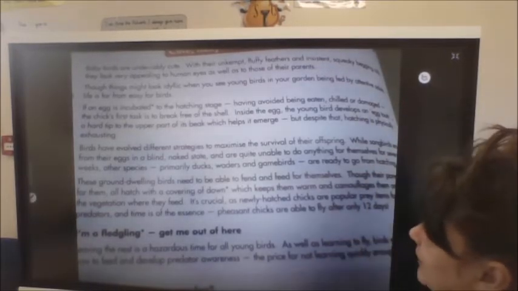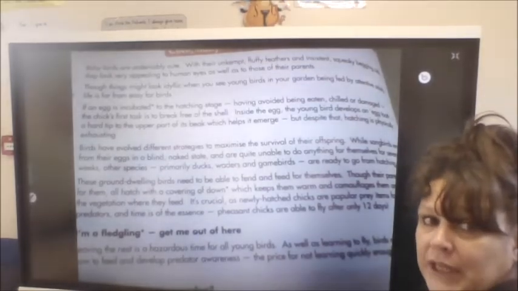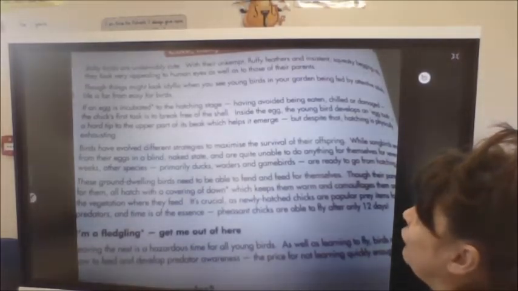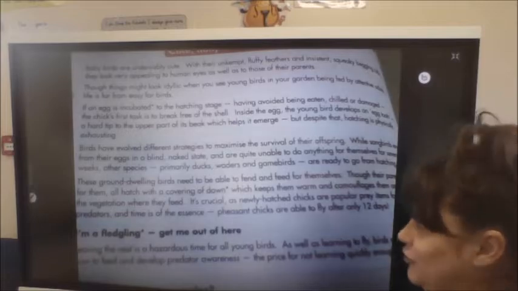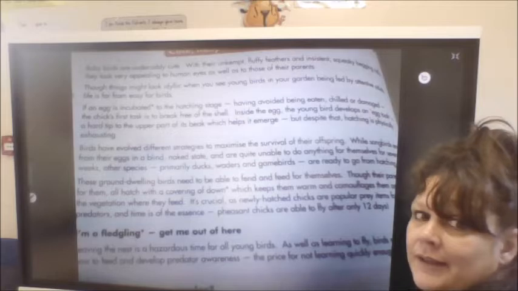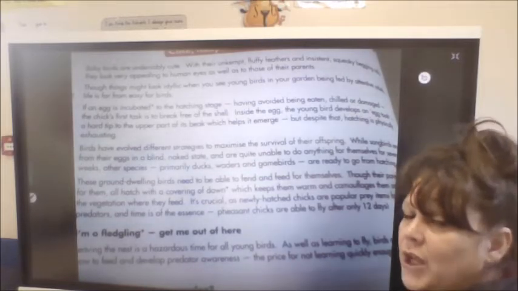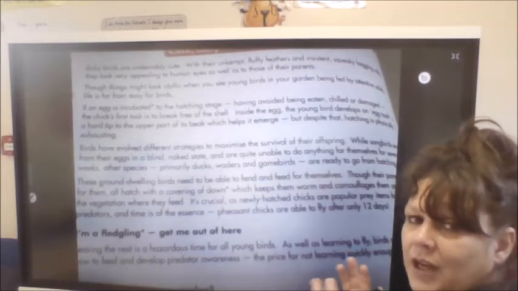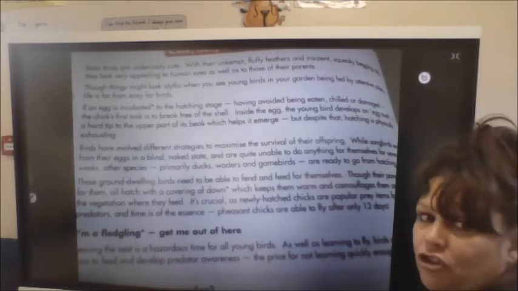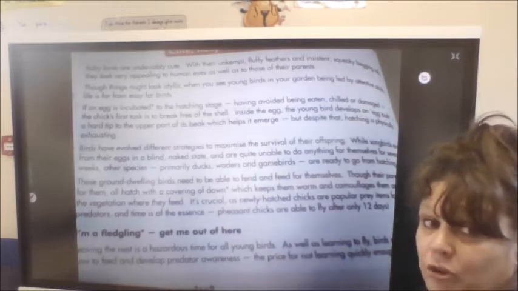So if an egg is incubated to the hatching stage, so if the parents, for whatever reason, don't leave the eggs in the nest on their own, having avoided being eaten, chilled, or damaged, so any of those things could happen to an egg. So another bird or something could happen, could be strong winds, all sorts of things that happen and the egg gets damaged. The chick's first task is to break free of the shell. So if it survives to this stage, the hatching stage, it's got to break out of the shell.